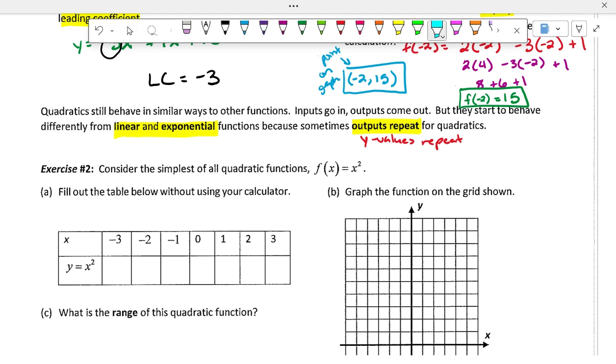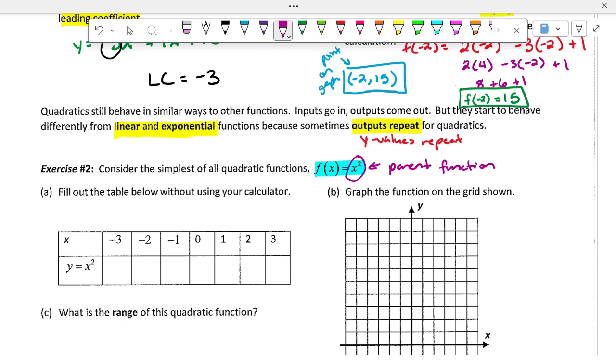All right. So we're going to consider the simplest of all quadratic functions, which is f of x is equal to x squared. This is also known as the parent function of a quadratic. All quadratic functions stem from this one. They're just all transformations of x squared. All right. So we're going to fill in this table without the use of a calculator because what's the only thing I'm going to have to do to get my y values if I'm given the x values? Plug them in, which essentially all we're doing is what? We're not multiplying. We're squaring those numbers. That's all we're doing.